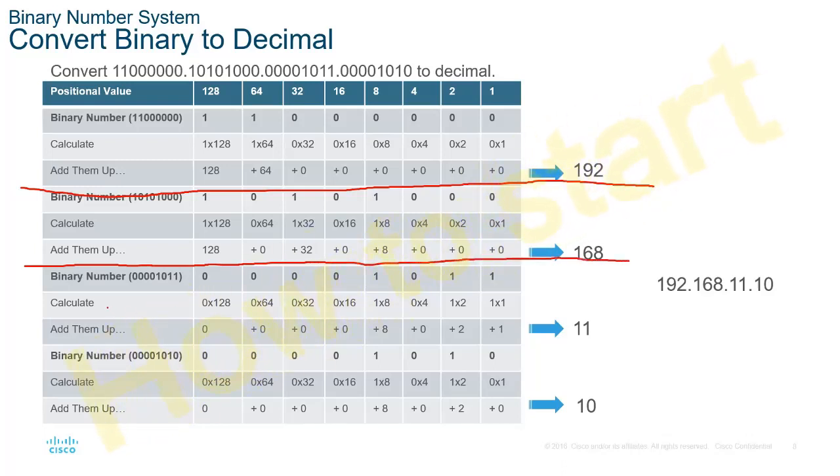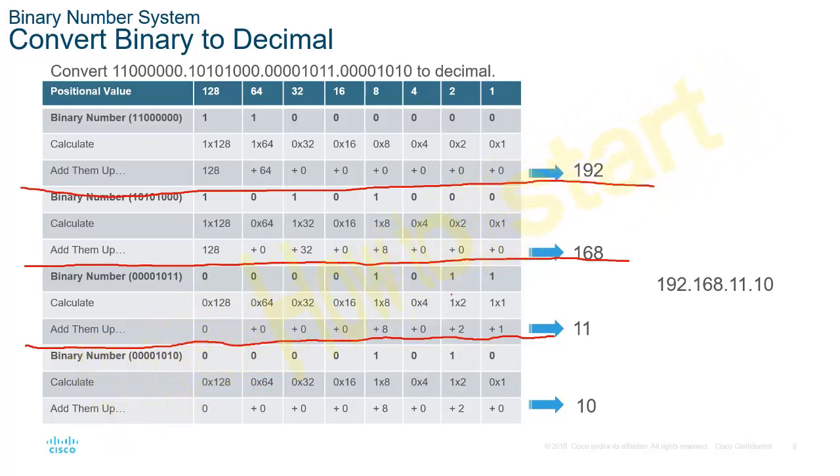The third number will be 00001011. We add where the ones are, so we add 8 plus 2 plus 1, that'll be 11. And then we can add our fourth number. Our fourth number is a little easier, 00001010. We add 8 and 2, that gives us the number 10.